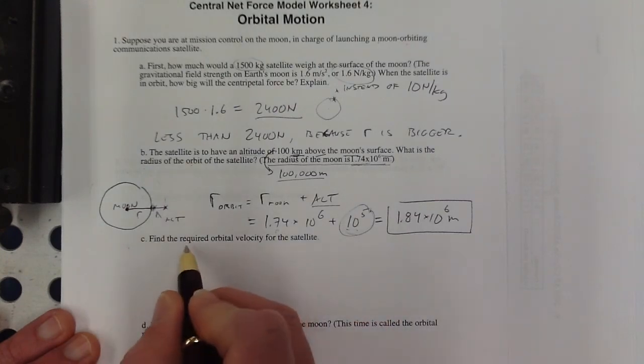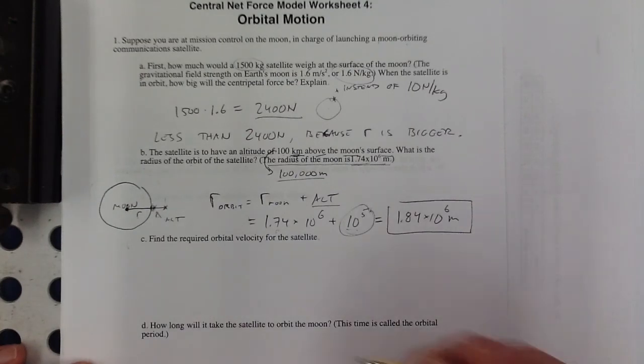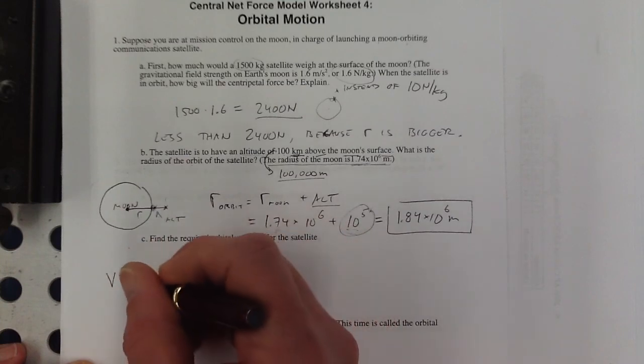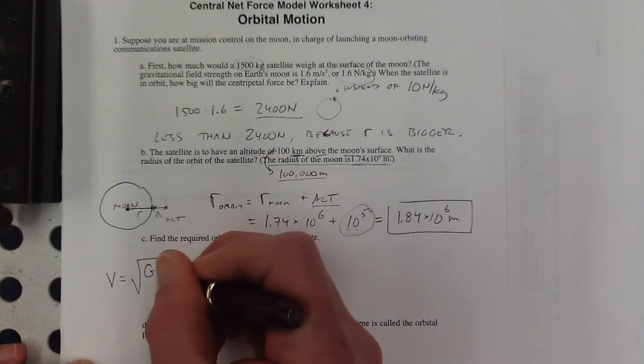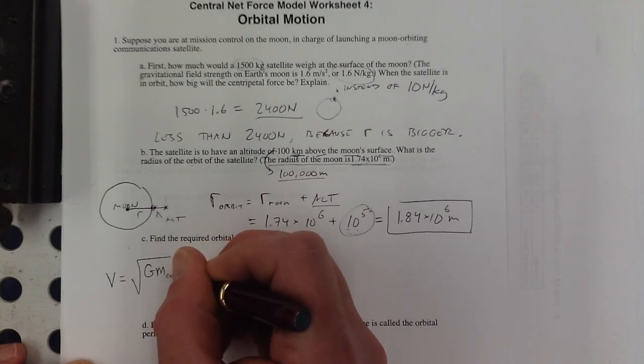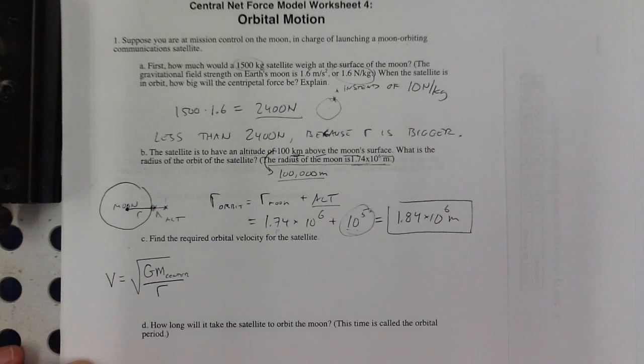All right. Find the required orbital velocity of the satellite. So that is my equation. V is equal to the square root of G times the mass of whatever the thing is in the center, over r.